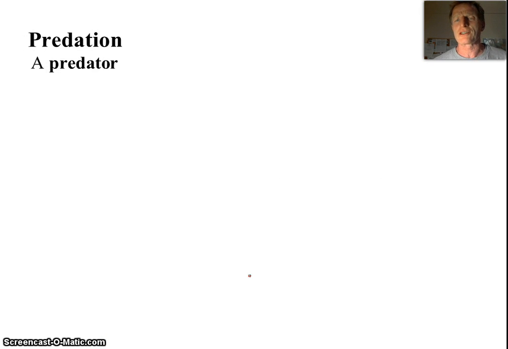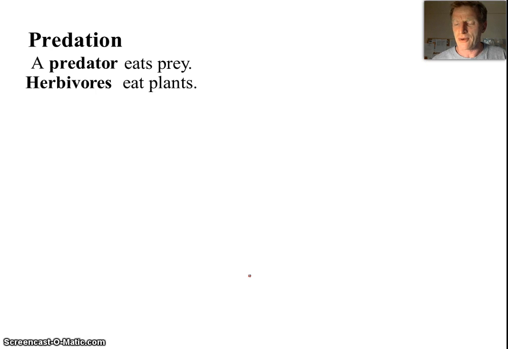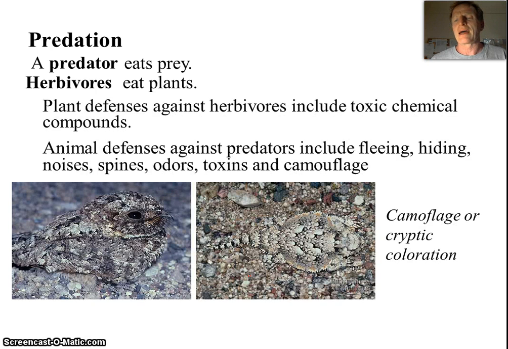So predation's pretty obvious. A predator eats prey. An herbivore eats plants. Okay, hopefully these are terms you're well familiar with, predator and herbivore. And just remember though, there is a sort of evolutionary warfare going on. So plants are defending themselves against herbivores by producing toxic chemicals. If you went out into your backyard and tried to eat most of the plants, they'd be toxic. They wouldn't taste good. You'd spit them out. They might make you sick. Okay.